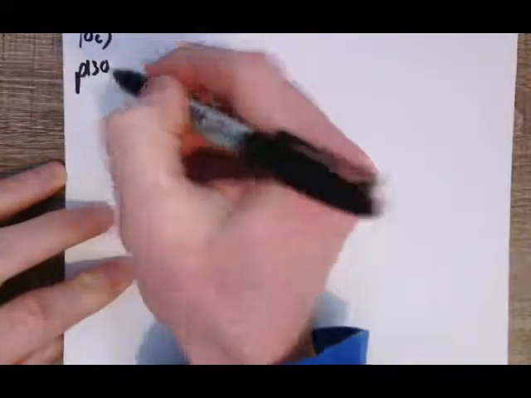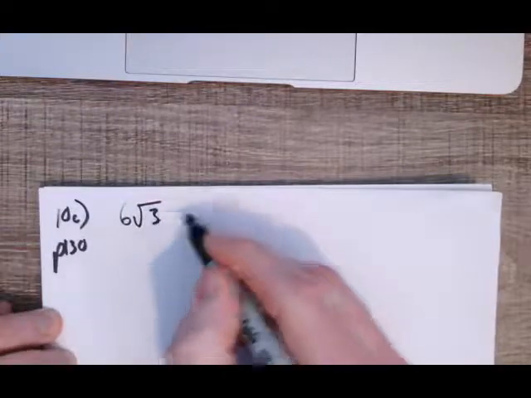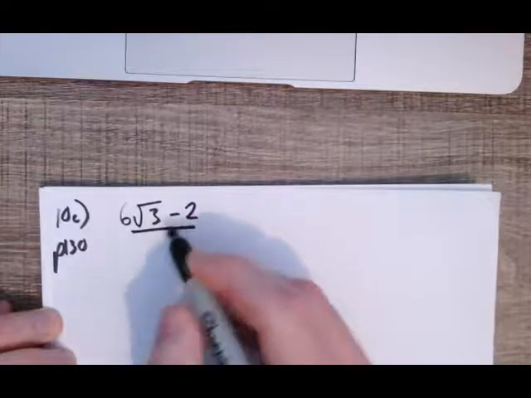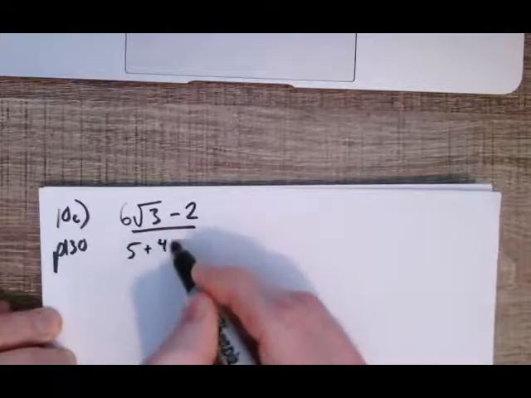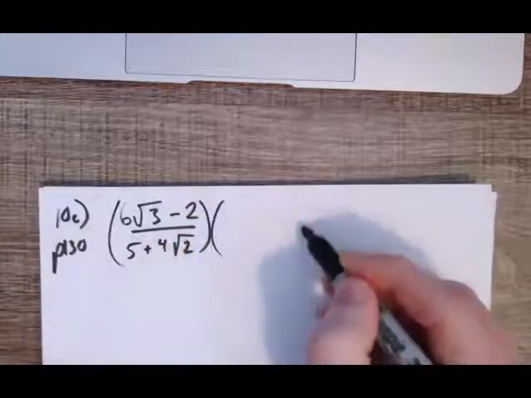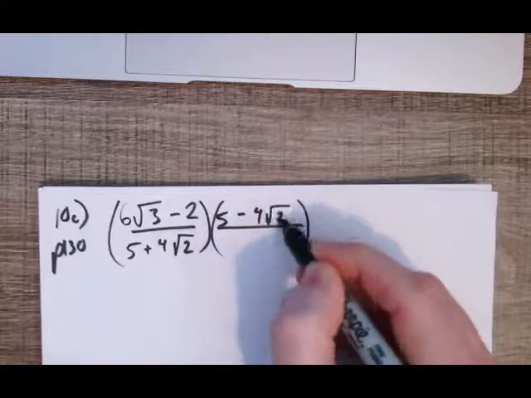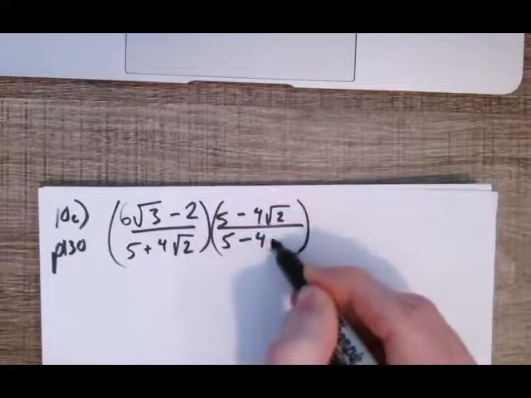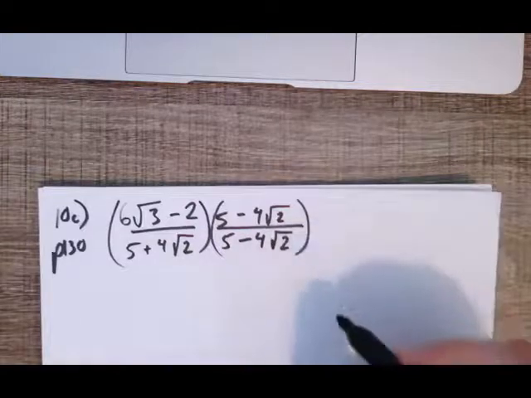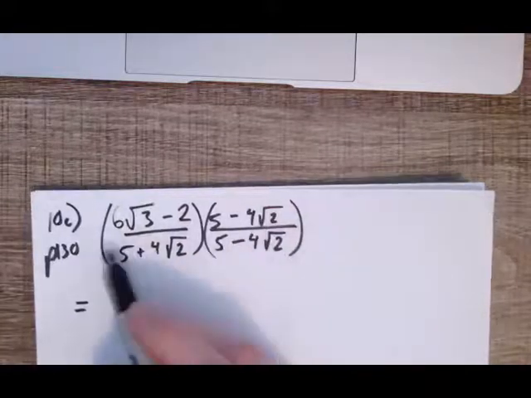Page 130. Okay. 6 root 3 minus 2 over 5 plus 4 root 2. All right, multiply by the conjugate. 5 minus 4 root 2 over 5 minus 4 root 2. Okay, so FOIL. On the top, we have to do first, outside, inside, last. We've got to do them all because it's not going to cancel.